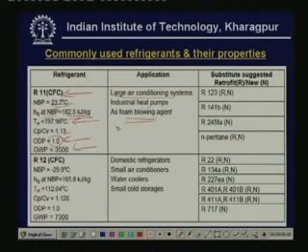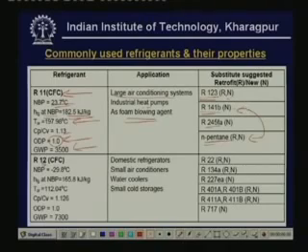Since it is phased out, substitutes suggested in its place are R123, and R123 can be used in older R11 systems or in new systems also. That means it can be retrofitted and it can also be used in new systems. Then R141B, R245FA and N-pentane. Mainly R141B and N-pentane are used as foam blowing agents in place of R11.